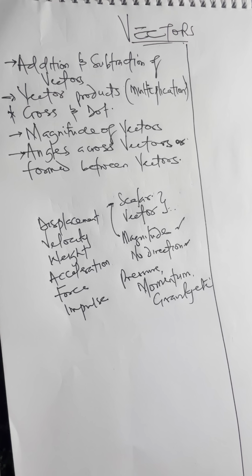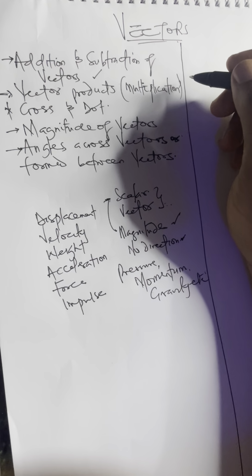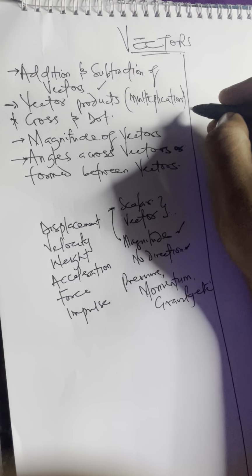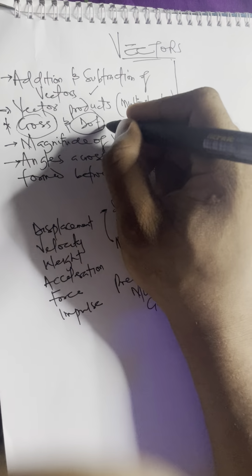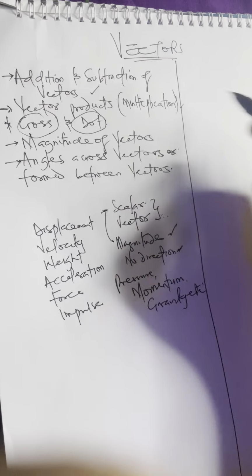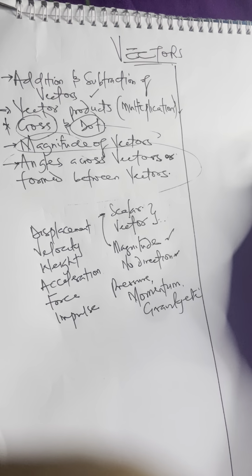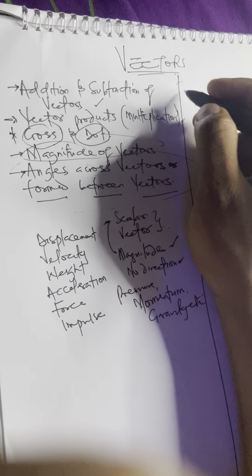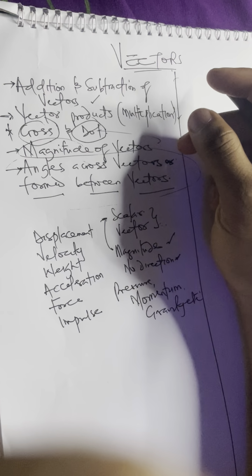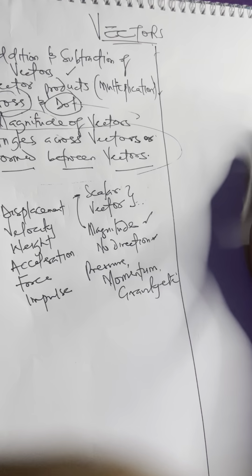In our class today, we are going to be looking at addition and subtraction of vectors. That's the first part. The second part will be vector products, which is divided into dot products and cross products. Dot products are also called scalar products. Cross products are also called vector products. We're going to look at how to calculate the magnitude of vectors. We're also going to look at how to determine the angles formed between vectors. These are the crucial aspects of vectors that you are expected to familiarize yourself with at the elementary level of the study of vectors.